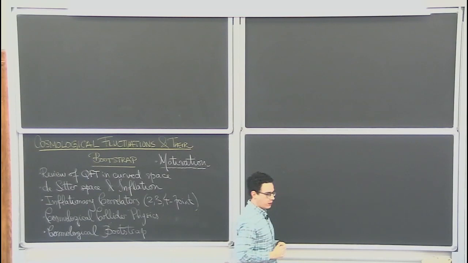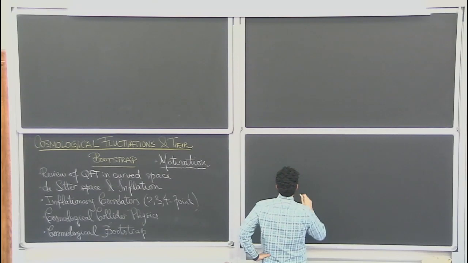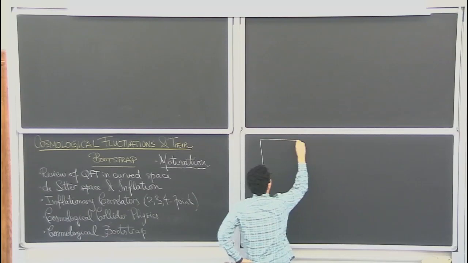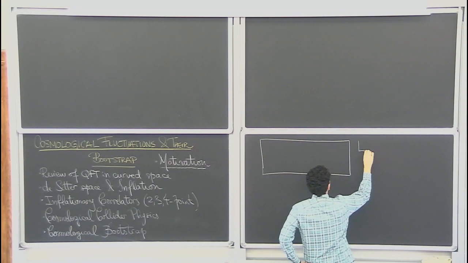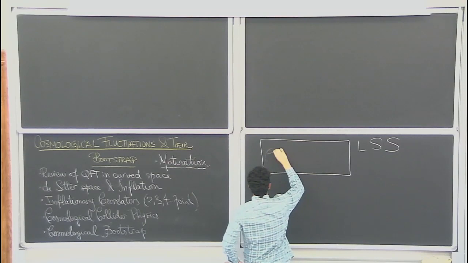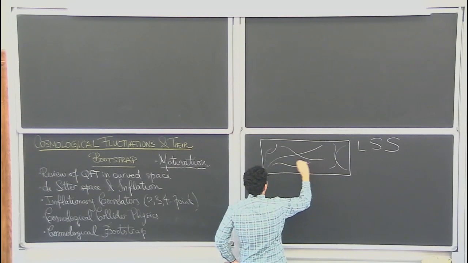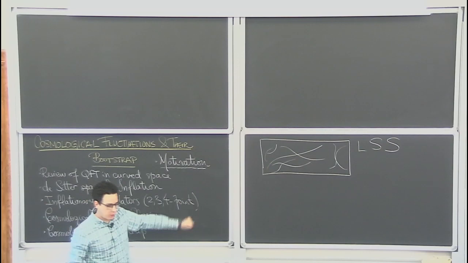Okay, so we have probes of the different eras of the universe. For example, we have here a snapshot of the large-scale structure of the universe, LSS. So we have galaxies, and we have filaments of dark matter and so on. And there are non-trivial correlations imprinted in these density fluctuations.